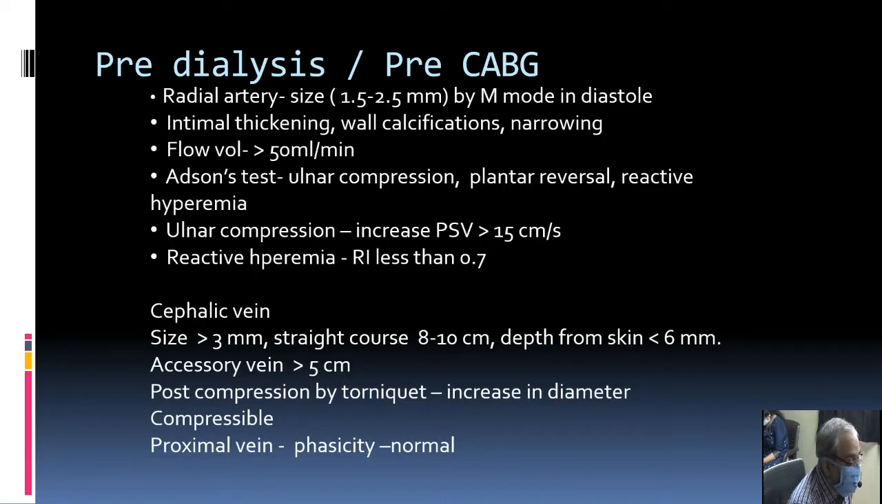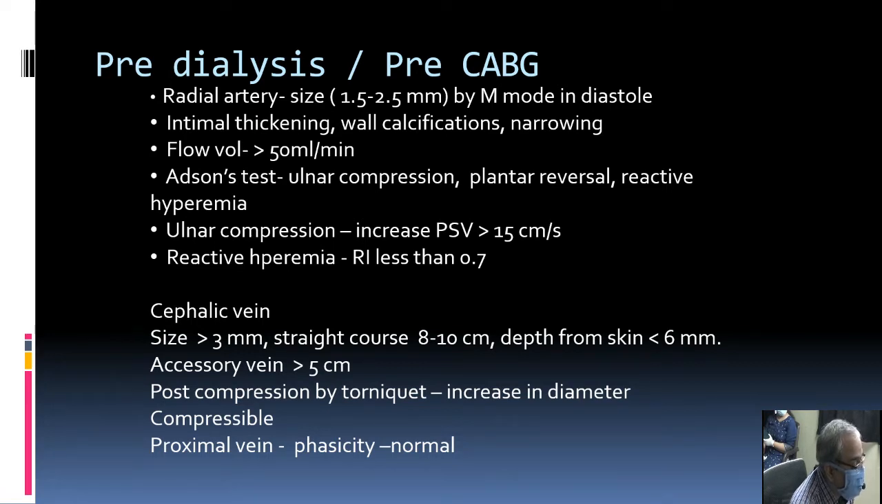Upper limb Doppler is also sometimes required as a pre-dialysis or pre-CABG evaluation or assessment. In pre-CABG assessment, whenever the radial graft is to be harvested, the cardiac surgeon may ask you to give us information about radial and ulnar artery Doppler. So what we need to give is the dimension of the radial artery. Then we have to mention whether there is some intimal thickening, some wall calcification or narrowing. In diabetic patients you can get fine wall calcification. Usually intima media is not seen in the smaller arteries, but if you can differentiate that, we should always mention that.